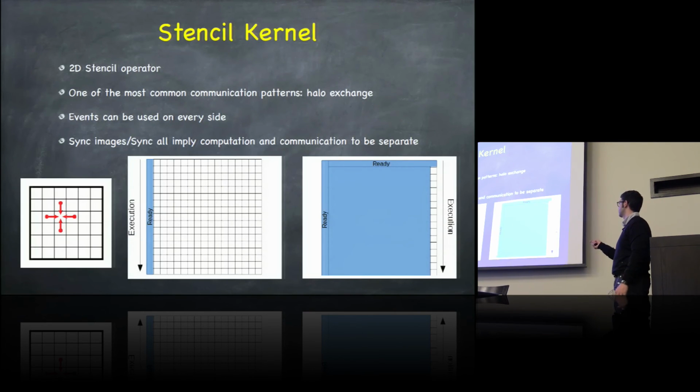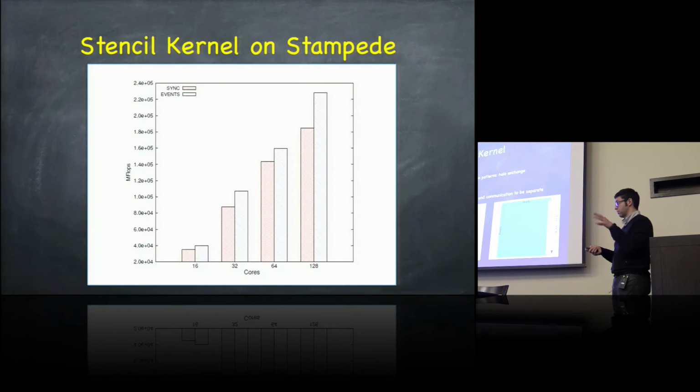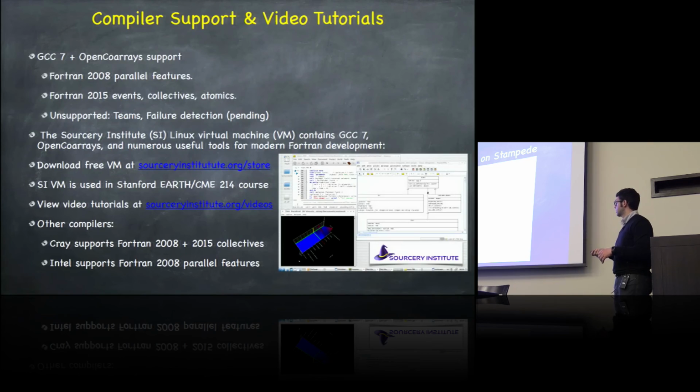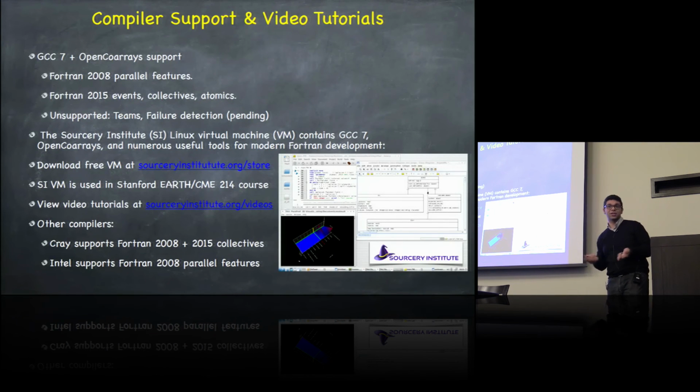Then when you finish your first row, you can say to your top neighbor, look, the data that you want is ready, and so on. So you have a little bit more overlapping by using events compared to sync all. And as you can see, the improvement is not huge, of course, but it's something. And this comes directly from the finer-grain synchronization. Okay, this is yours. Basically, the message is you can deal with situations that were really difficult to manage before with Fortran 2008 features.